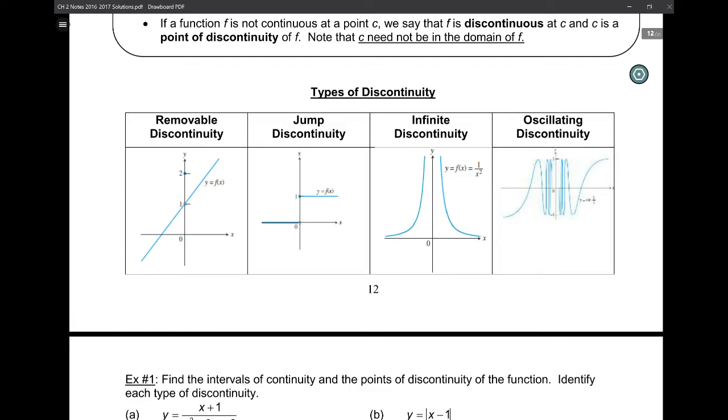Now, these are the types of discontinuities that you need to know. And I'm actually going to say just the first 3. So you need to know. Oscillating is good to know, but it just never shows up. Removable discontinuity, jump discontinuity, and infinite. Those are the 3 that you need to know.